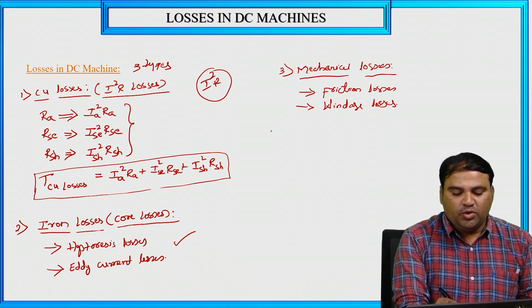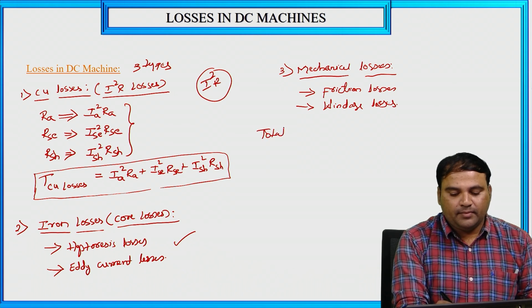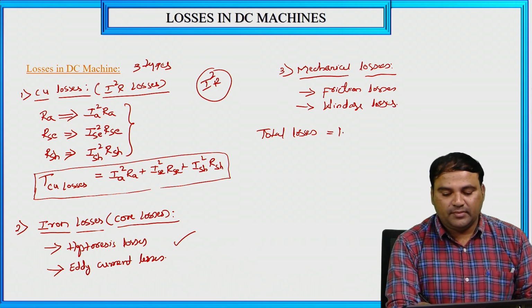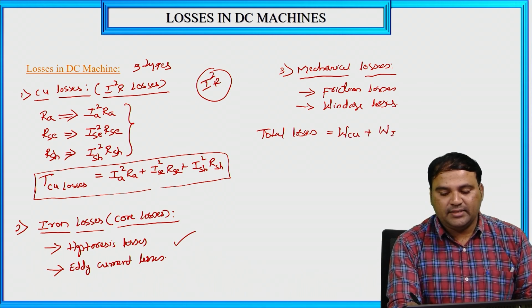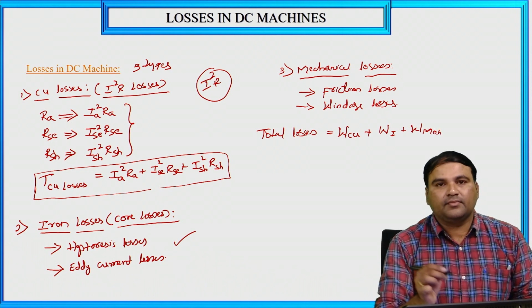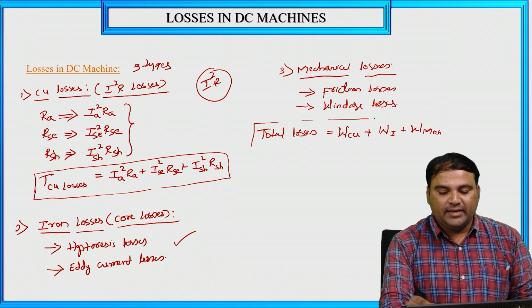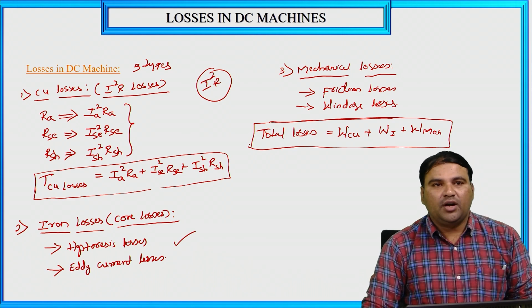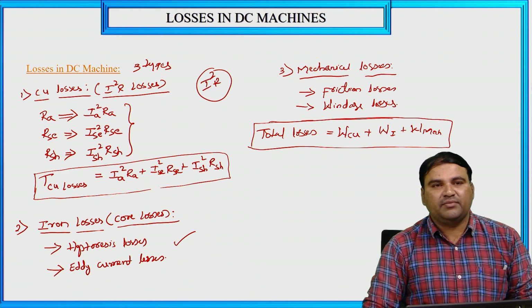Now the total losses. The unit of losses is watts. The total losses in a DC machine are equal to copper losses plus iron losses plus mechanical losses. These are the different types of losses which occur in a DC machine.